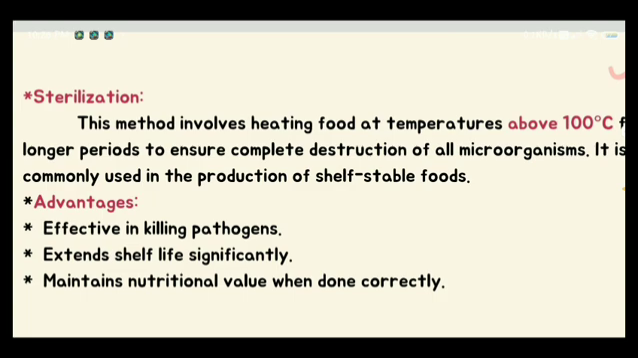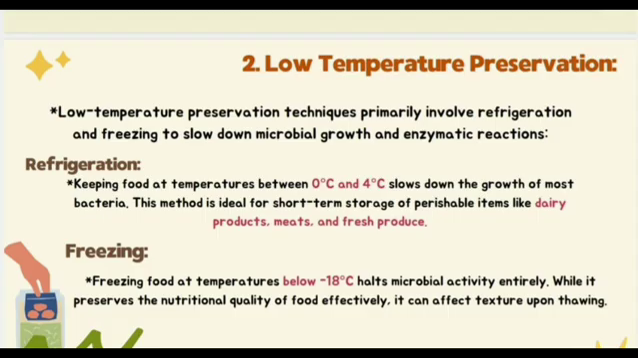Sterilization. This method involves heating food at temperatures above 100 degrees Celsius for longer periods to ensure complete destruction of all microorganisms. It is commonly used in the production of shelf stable foods. Now let's see its advantages. It is effective in killing pathogens, it extends the shelf life significantly, and it also maintains the nutritional value when done correctly.